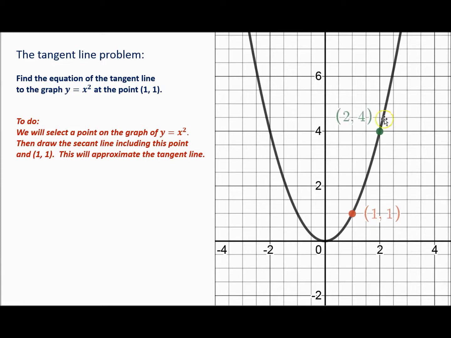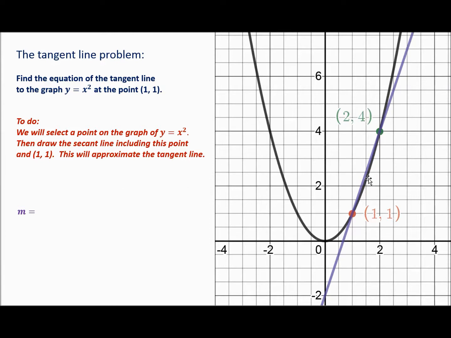So here's what I did. You see it over here in green? I picked the point (2, 4). And if I connect these dots, (2, 4) and (1, 1), with a straight line, there we go, a purple straight line, we can actually calculate the slope of this line, okay?